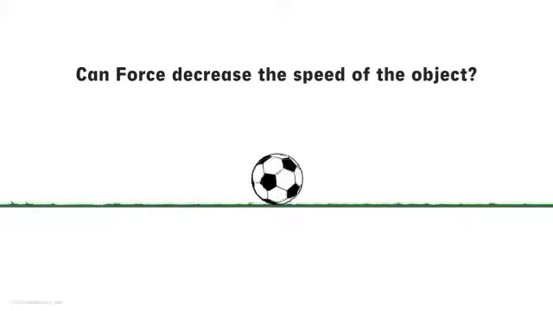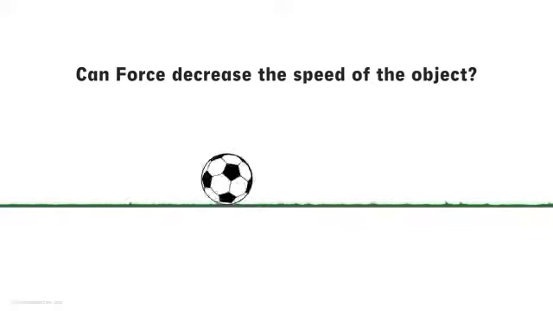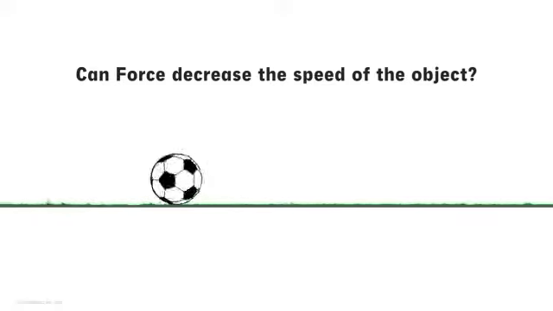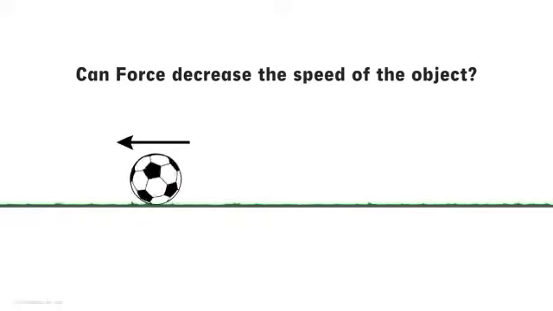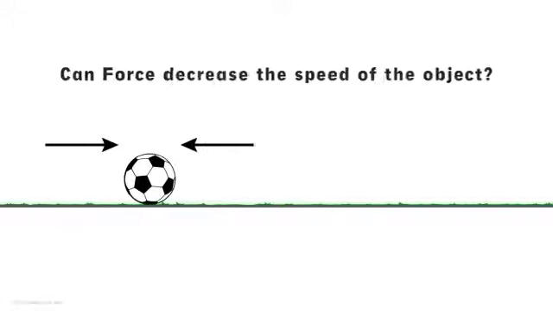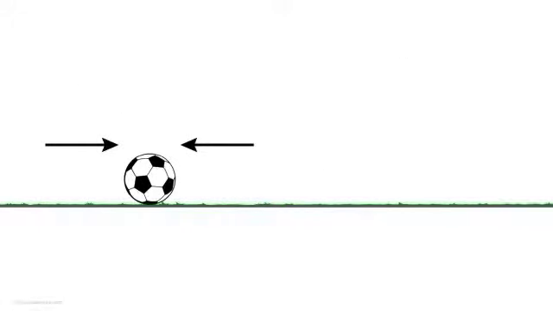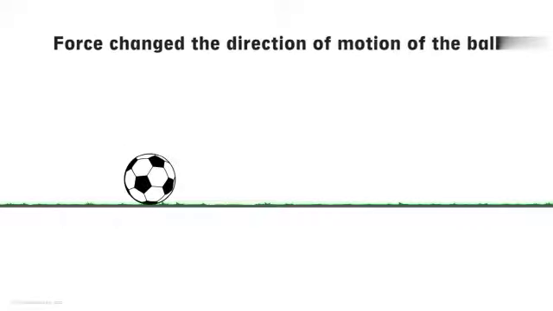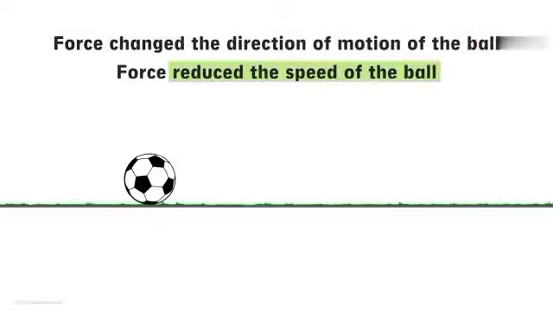Yes, it can. Now place your hand in front of the moving ball and obstruct the motion of the ball. What do you observe? We observe that there is a change in the direction of the ball, and also the ball comes to rest after traveling some distance. First, the object was moving in this direction and the force was applied by your hand in this direction, which is opposite to the direction of the moving ball. What do we conclude from this? Force changed the direction of the motion of the ball and also reduced the speed of the ball.